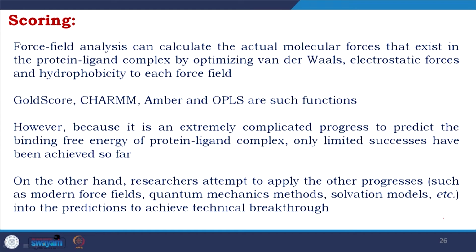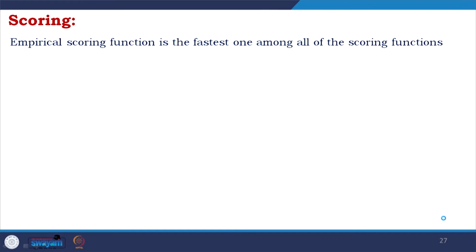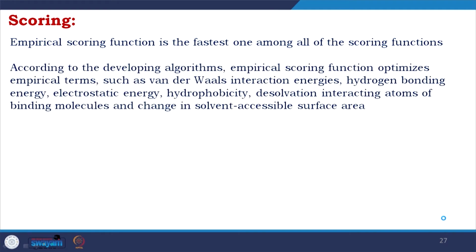On the other hand, researchers attempt to apply other processes such as modern force fields, quantum mechanics methods, and solvation models into the predictions to achieve technical breakthroughs. Empirical scoring function is the fastest one among all of the scoring functions. According to the developing algorithms, empirical scoring function optimizes empirical terms such as van der Waals interaction energies, hydrogen bonding energy, electrostatic energy, hydrophobicity, dissolution, interacting atoms of the binding molecule, and change in solvent accessible surface area or SASA.